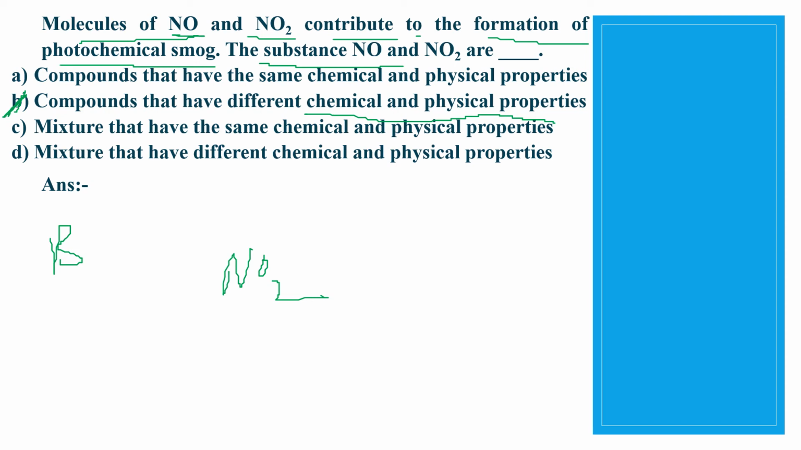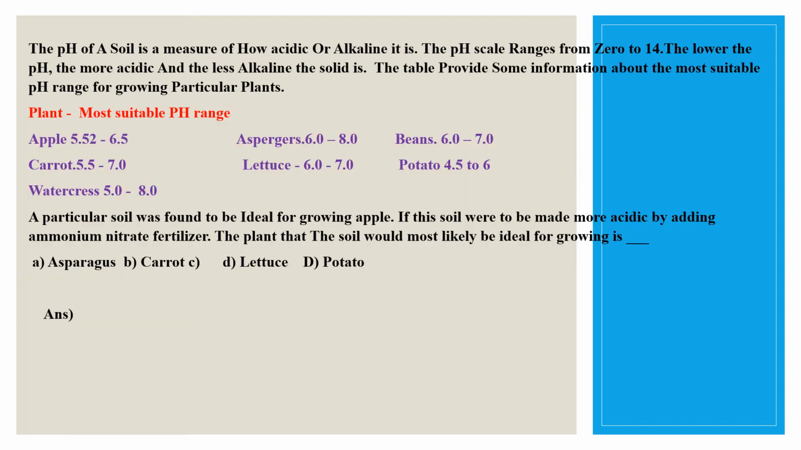So thank you. Let's go through the next question. Here, based on the pH given, what is the most suitable pH for the plant? I think all the pHs are given. The pH of a soil is a measure of how acidic or alkaline it is. Alkaline means base. The pH scale range is given as 0 to 14. The lower the pH, the more acidic.